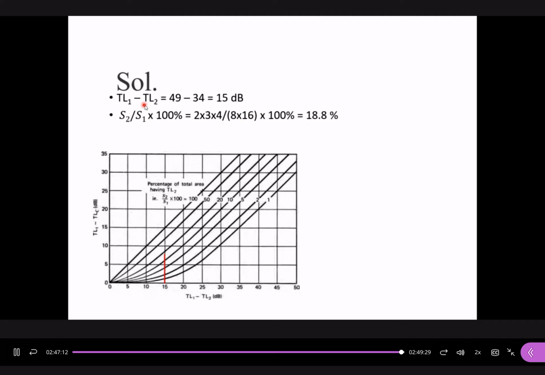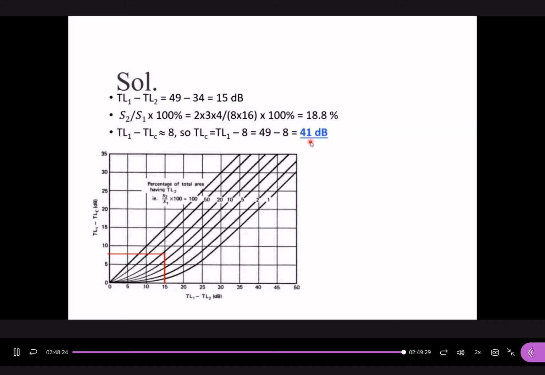Okay, you draw a line here because TL1 minus TL2 is 15 dB, and the ratio as a percentage of the total area is 18.8. It is here, about here. Okay, this point. This is 20. This is 10. So 18.8 is here. So that's why we can get the data for TL1 minus TLC is approximately equal to 8 dB. We know the value for TL1 because TL1 is 49 dB. So we can get the final result of 41 dB directly. It means that the overall, or what we call the average transmission loss, is 41 dB for the whole set of components with the concrete wall, the brick wall, and also our glass window.